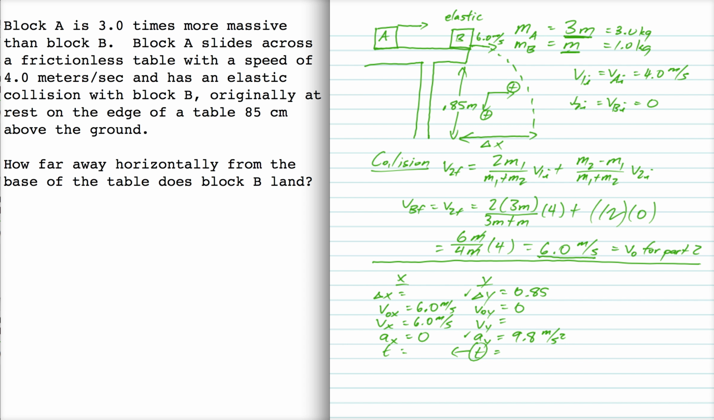So to find time, I'll use the equation that doesn't have final velocity in it, which is this. So 0.85 is 0 plus 4.9 t squared. That gives me t is 0.416 seconds. And now I'll plug that in over here in the x and get delta x is equal to v naught x t plus 1/2 a t squared. Of course, the second term is 0, so I get 6.0 times 0.416, which is 2.5 meters.